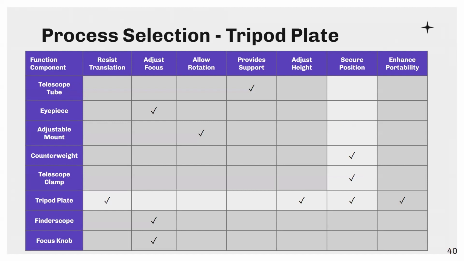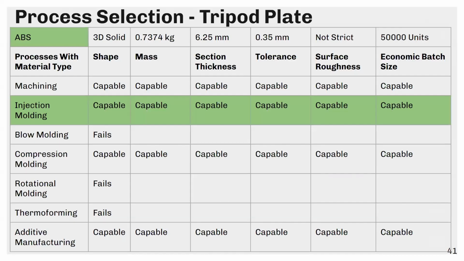The second part we selected for design for manufacturing is the tripod plate. While it serves many functions, the main function we focused on was securing the position of the telescope. The material used for this part is the polymer ABS. Based on this and the other characteristics of the part, we narrowed down the processes to machining, injection molding, blow molding, and additive manufacturing, but selected injection molding as our final process.